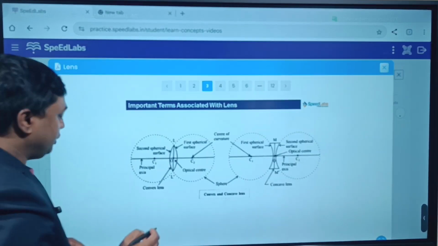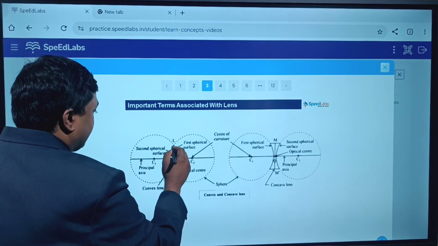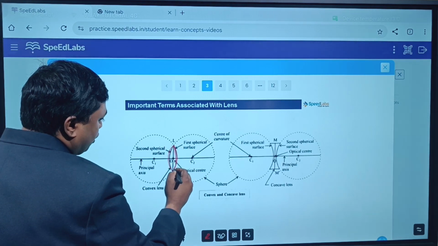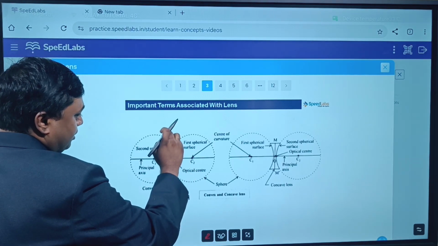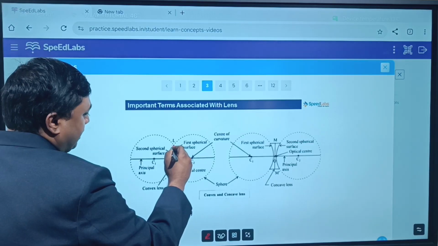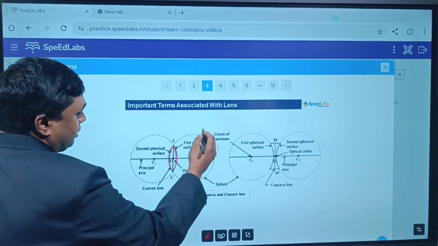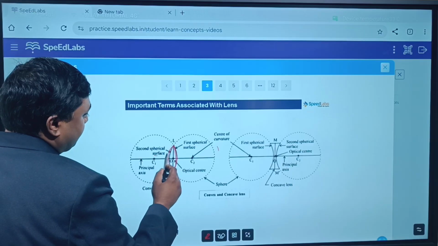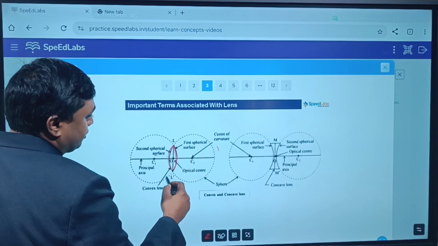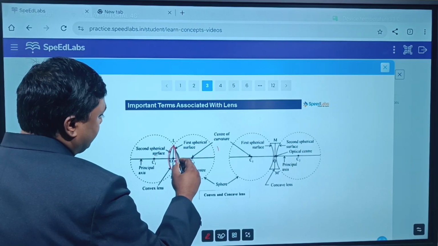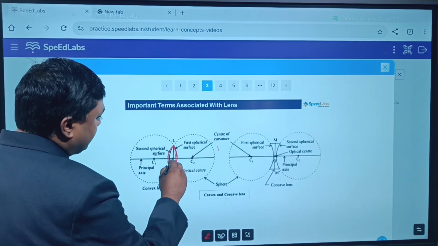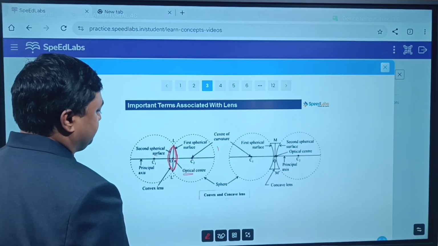Next, you should know some terms related to the lens. If you see clearly, this is a convex lens. So this is a part of what? Another sphere. This part is a part of this sphere, so this is a spherical surface. Actually, this is also a spherical surface. So this is the first spherical surface, and this is the second spherical surface. The geometrical center of the lens is called the optical center.